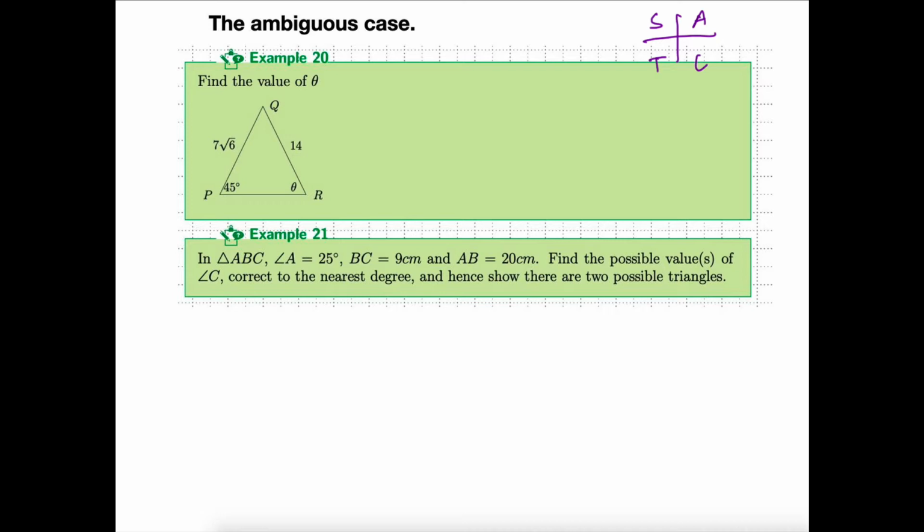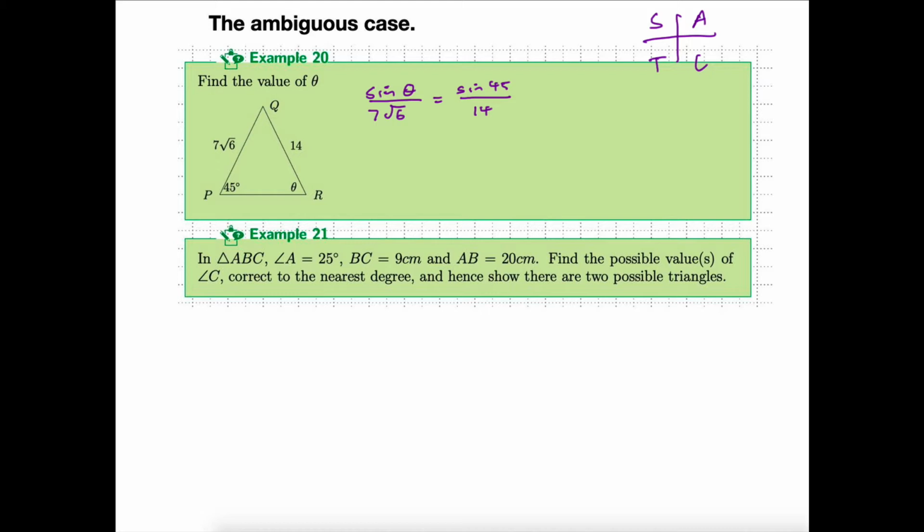All right, so in this case here, looking at the triangle, we find the value of theta. Straight away, because we're finding an angle, we can say that sine of theta on the side that's opposite, which is 7 root 6, is equal to sine of 45 on 14. Now, I'm going to use the exact values because I suspect I might end up with an answer that I can come up with here.